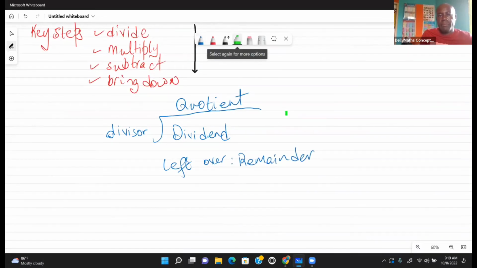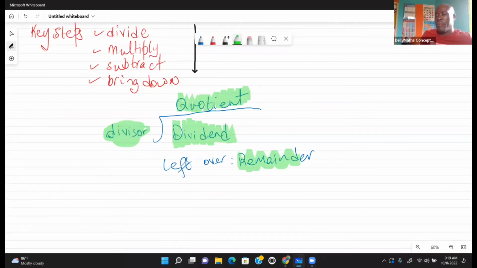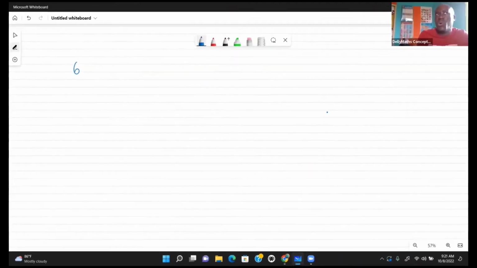So most importantly, the number that is going to go here is called the divisor. That is going to be used to divide up the thing. This number in here is the thing that we want to divide. When you divide up the dividend, the answer is called the quotient. And if there's any leftover, we call that the remainder. It's things that everybody knows already.